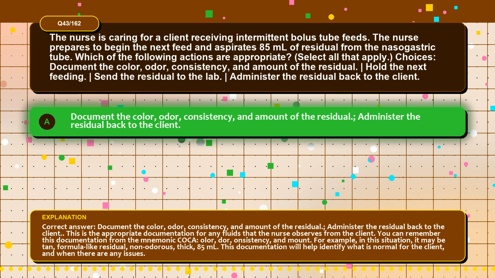This is the appropriate documentation for any fluids that the nurse observes from the client. You can remember this documentation from the mnemonic COCA: color, odor, consistency, and amount. For example, in this situation, it may be tan, formula-like residual, non-odorous, thick, 85 ml. This documentation will help identify what is normal for the client and when there are any issues.